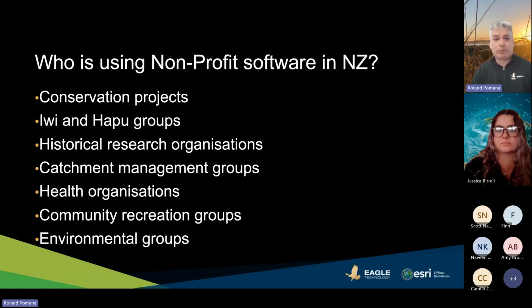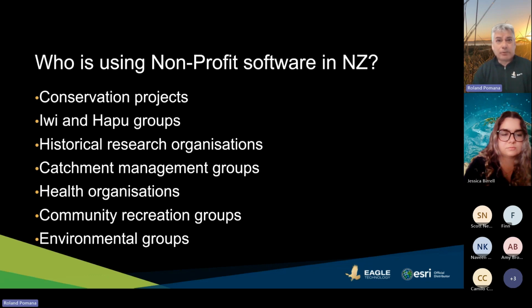We have, for example, I'm based in Gisborne here. The local Tairāwhiti Environment Centre has ArcGIS licensing and uses that to support some of the groups that they're working with. Community recreation groups like the Rotorua Trails Trust, so the mountain biking people. We have other health organisations. The Cancer Society are doing some great work with non-profit licensing. So we've been able to enable them through the non-profit program to do some fantastic work.